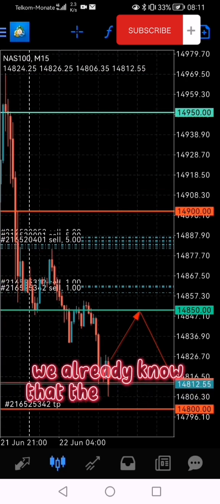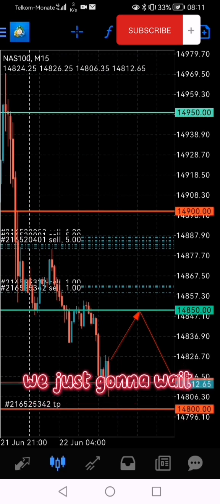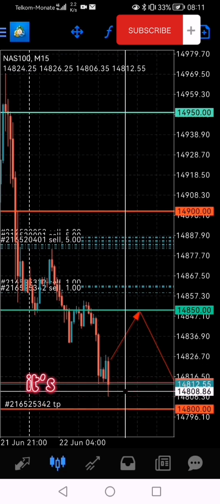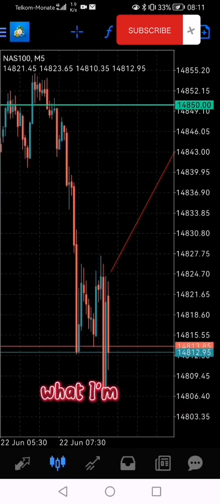So we already know that the market is gonna pull back. We're just gonna wait for the pullback before we take more entries, because I cannot just enter here. It's already at the bottom. Get what I'm saying, guys?